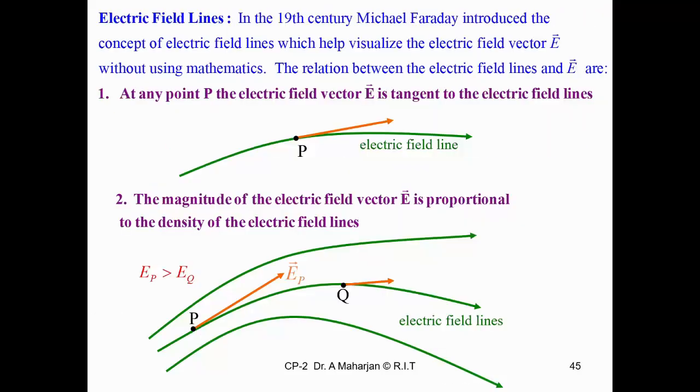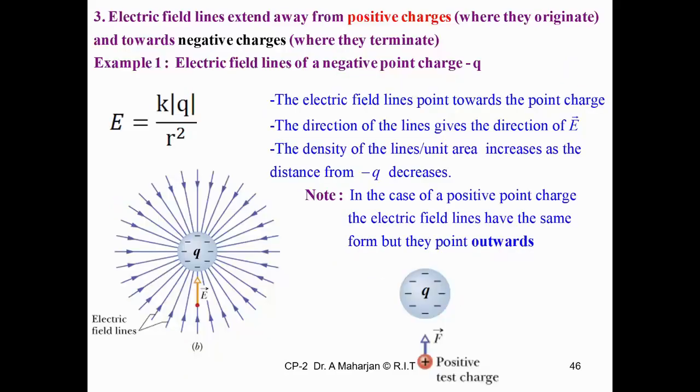And electric field lines are just a collection of these electric field vectors, just like magnetic field. At any point P, the electric field vector is tangent to the electric field line. So for example, if this is the electric field line, if you want to find electric field intensity here, just draw the tangent. And in this case, electric field is different at different points. The magnitude of the electric field vector is proportional to the density of the lines. So where you have more density, the electric field is more.